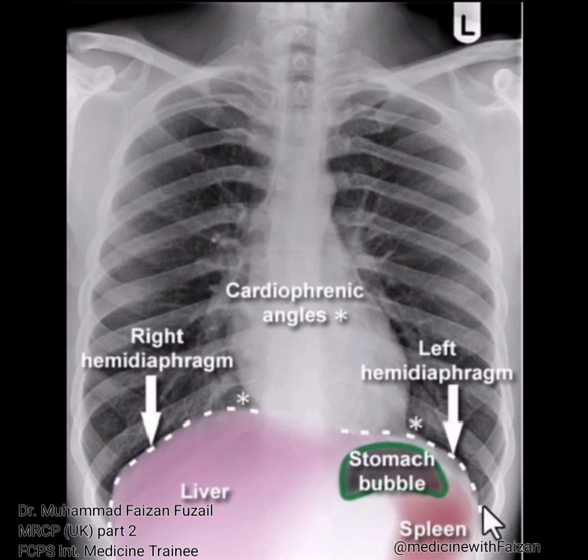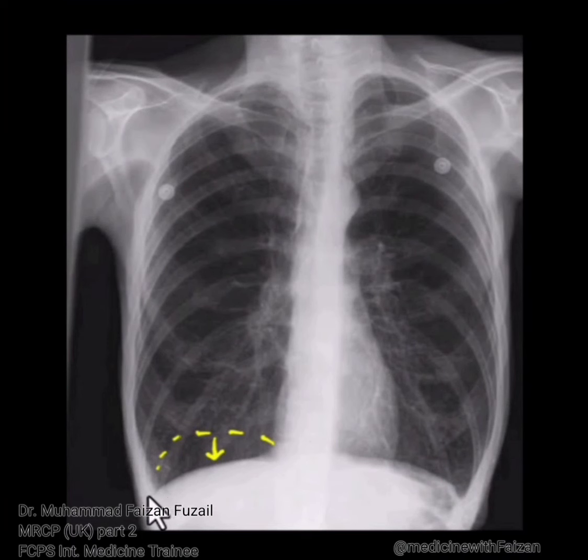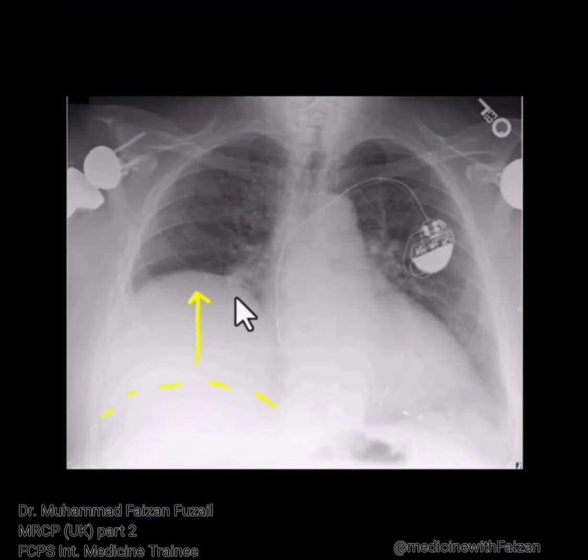The stomach and spleen are located immediately inferior to the left hemidiaphragm. The stomach is frequently visible as a gas-filled bubble below the left hemidiaphragm. Inferior displacement of the diaphragm is a sign of lung hyperexpansion. Raised position of a single hemidiaphragm may indicate phrenic nerve palsy.